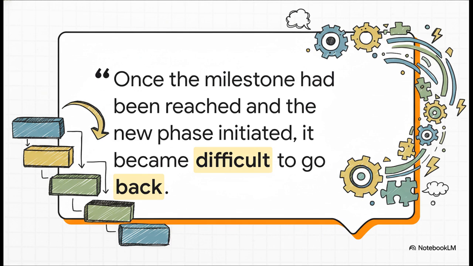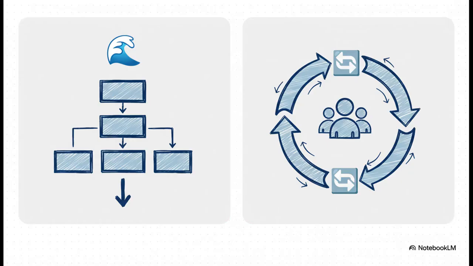Once you finished a phase, say design, and moved on to implementation, you were basically locked in. It became incredibly difficult and expensive to go back and change things you decided on months or even years ago, even if the world had completely changed around you. That inflexibility is what sparked the revolution I mentioned, Agile.